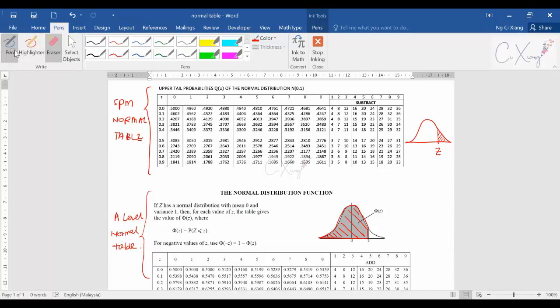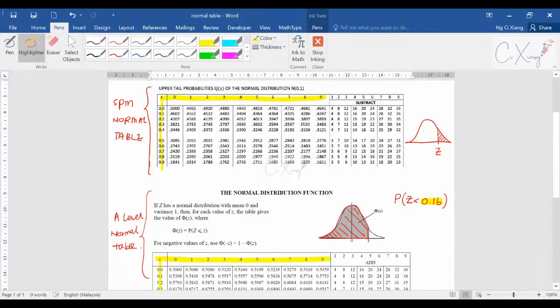Okay, so as an example, if I want you to find the probability Z smaller than 0.16, okay, for a value like 0.16, you will look for all the values outside and beside, on top and beside. So the same thing happens here. All these are the values of Z. Okay, and then the answer that you get, you will get it from here, all this part. Okay, so the same thing happens for the A-level table.